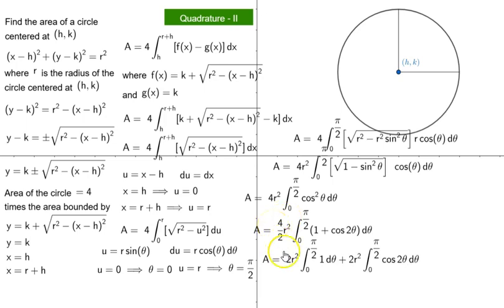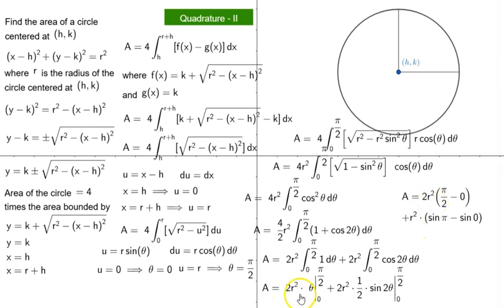2 and 4, after cancellation, we are left with 2r square times the integral, and we split these terms. Split this integral: integral from 0 to pi by 2 of 1 d theta plus 2r square times the integral from 0 to pi by 2 of cos 2 theta d theta. Actually integrating it, we get 2r square times theta from 0 to pi by 2 plus 2r square times integrating cos 2 theta, we get 1 by 2 times sine 2 theta from 0 to pi by 2.